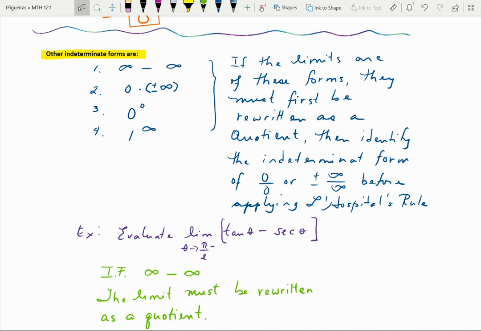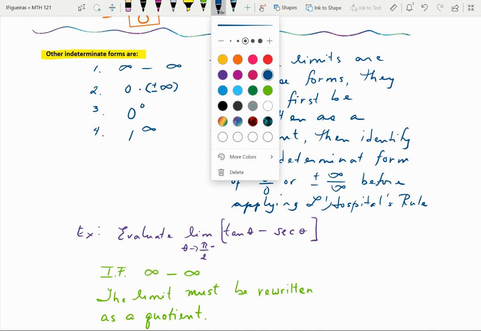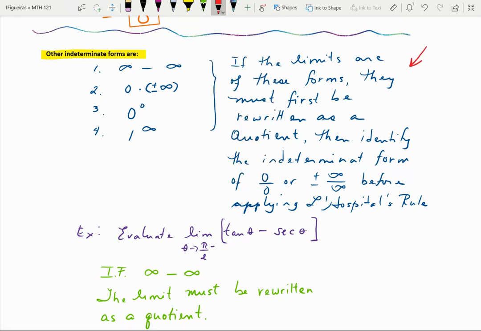So if you look here on the right, and I'm going to use a different color just to make things stand out, where I wrote this note here: if the limits are of these other indeterminate forms, they must first be rewritten as a quotient. Then identify the indeterminate form of either 0 over 0 or plus or minus infinity over infinity before you apply L'Hopital's rule. So before applying L'Hopital's rule, you basically have to be working with a quotient that is in one of the indeterminate forms that we just talked about before.